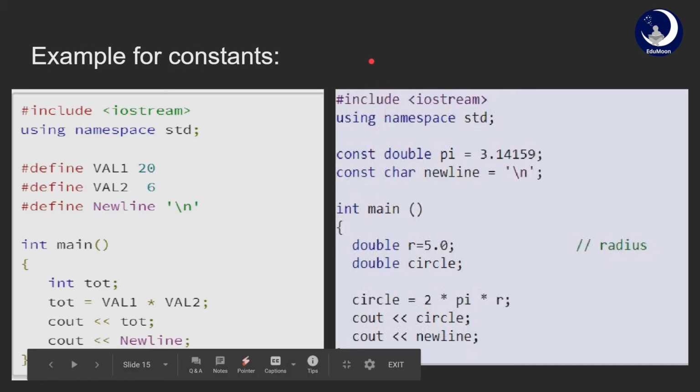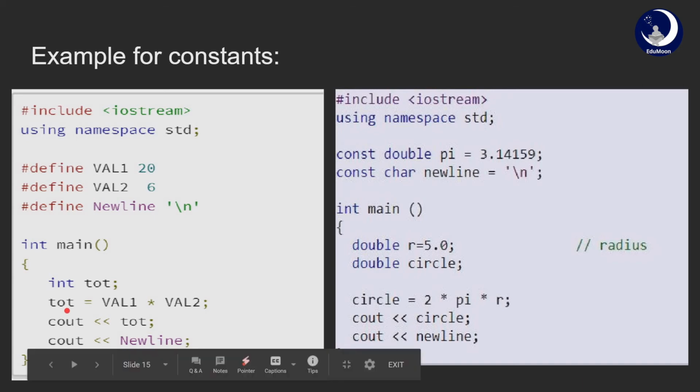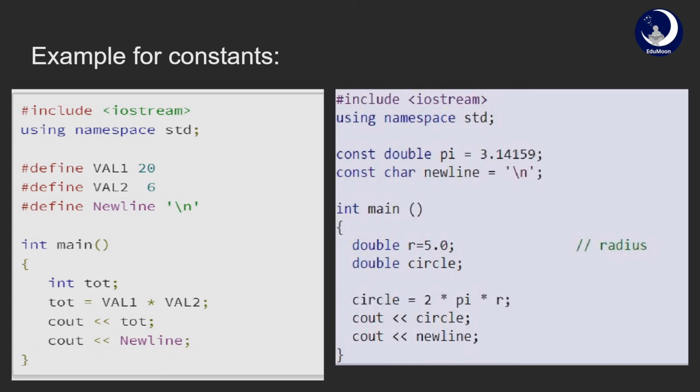Now let's look at the examples of constants. First we have hash include iostream, and using namespace std, this is the header file section, and then we have hash define val1 20. This tells that val1 will always be equivalent to 20, and then val2 6, and then newline equal to the next line character. Now here we have int tot. Now total will be equivalent to val1 and val2, and then cout total. And in the next line we have cout newline.